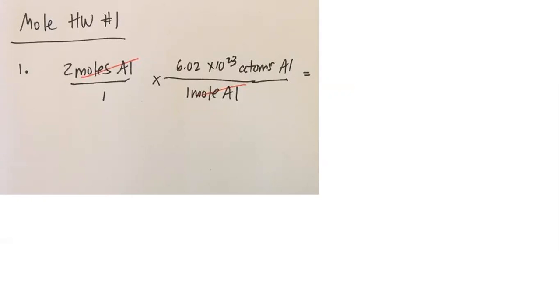Now, to go from moles to atoms, the toll on the bridge, or the conversion factor, is that 1 mole equals Avogadro's number of atoms. That means 6.02 times 10 to the 23rd atoms of aluminum is the same as 1 mole of aluminum. They're equal. Since we start with 2 moles of aluminum in the numerator, we put 1 mole of aluminum in the denominator, and the moles cancel.